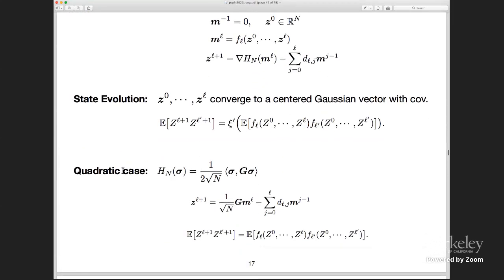Just as an example, if you consider the quadratic case, then the gradient is just g, so we're just multiplying g by m instead of the gradient. And xi prime is the identity, or xi prime of x is x, in which case we have this relationship in the covariance.